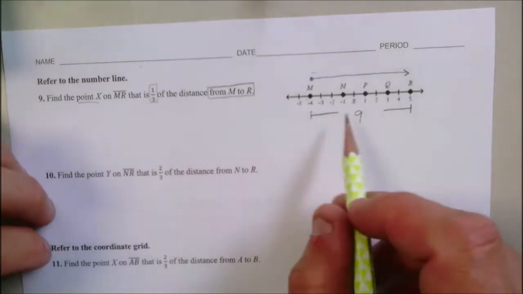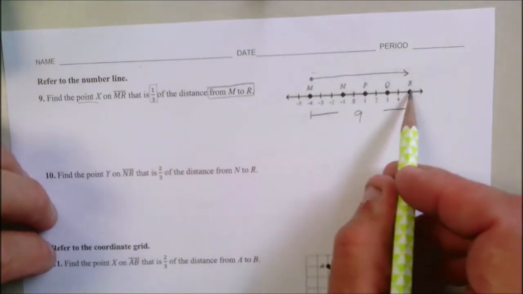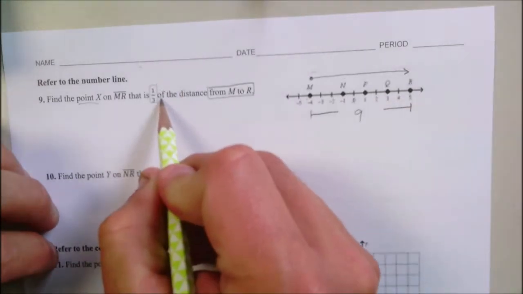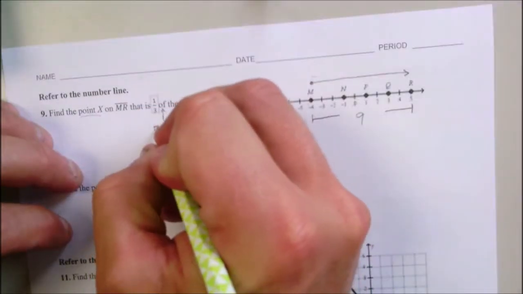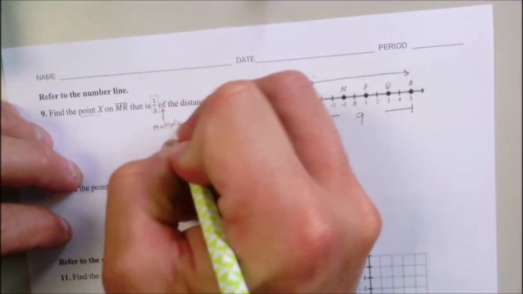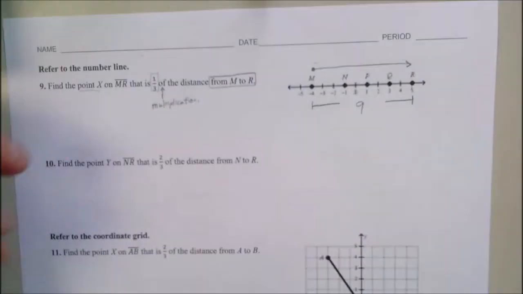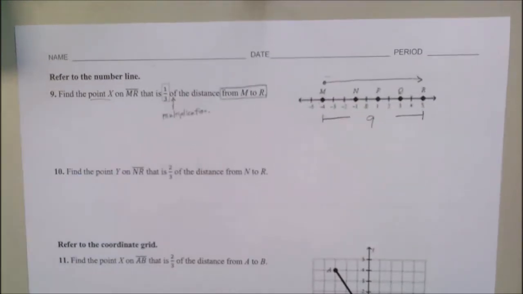Now, if I want to find point X, which is 1/3 the distance from here to here, I want to make sure I understand what "of" means, okay? "Of" means multiplication. So I'm going to make a little note of that: multiplication in math. If I have 2/3 the amount of money that you do, you would take 2/3 times the amount of money that you have. Anyways, "of" is multiplication in mathematics.